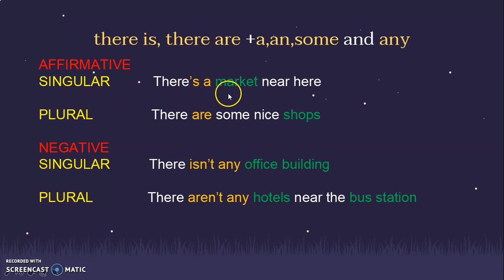There's a market near here. There's has the contraction apostrophe s here, which actually means there is a market near here. For sentences in the plural form, there are some nice shops.